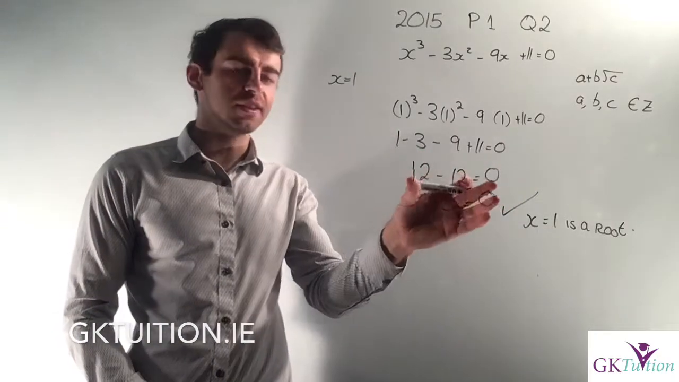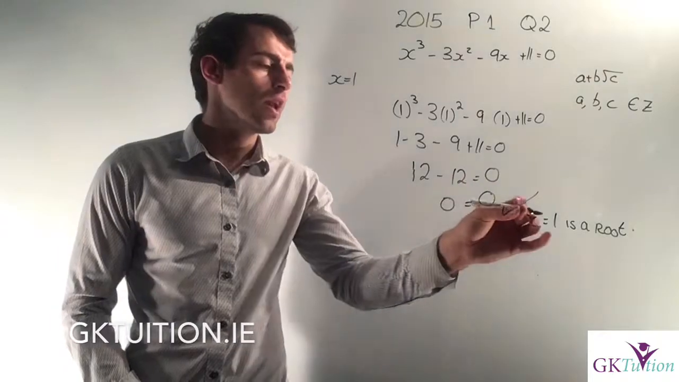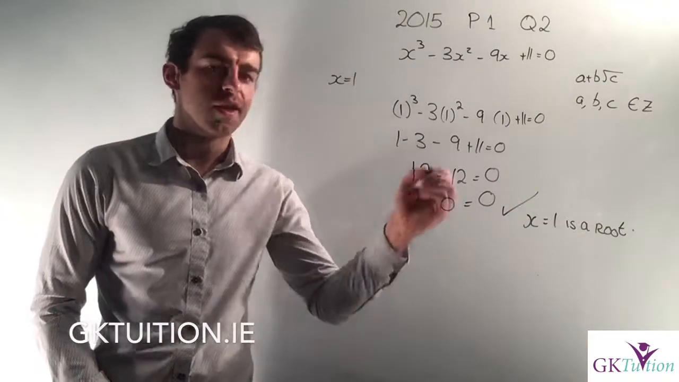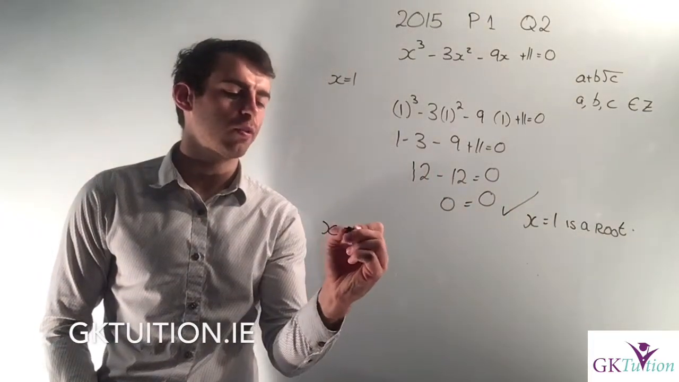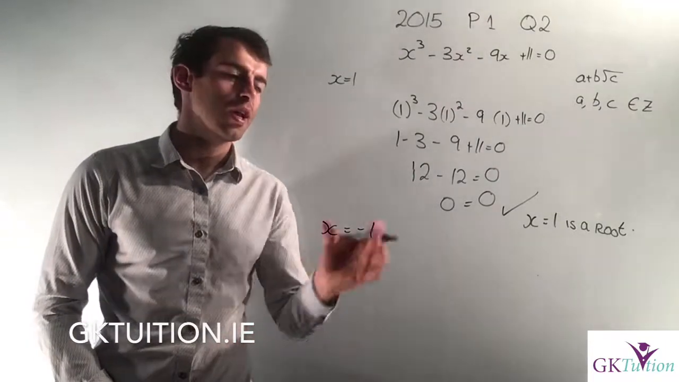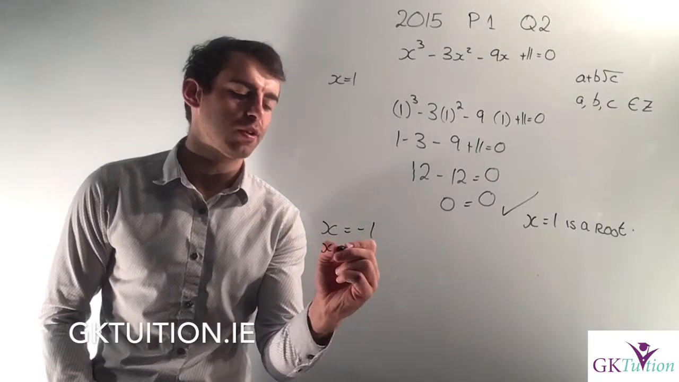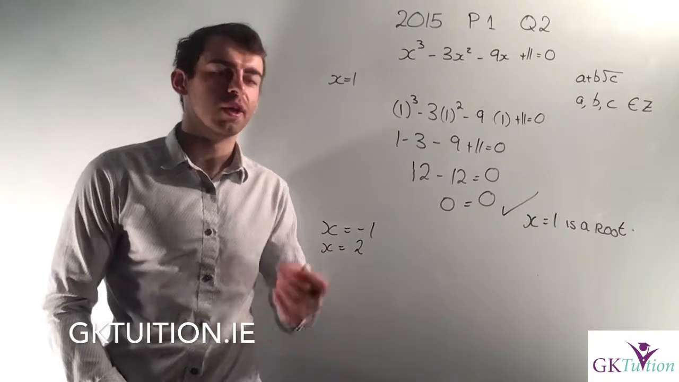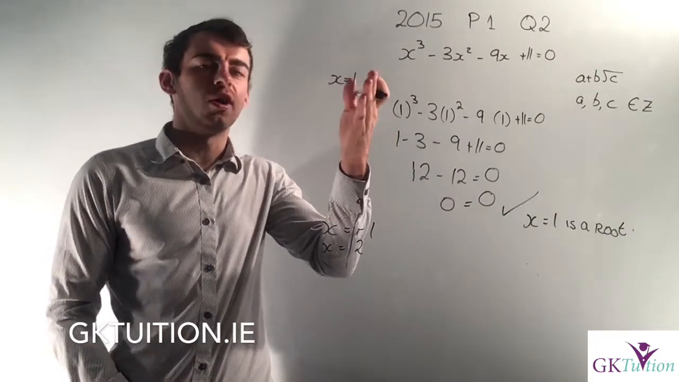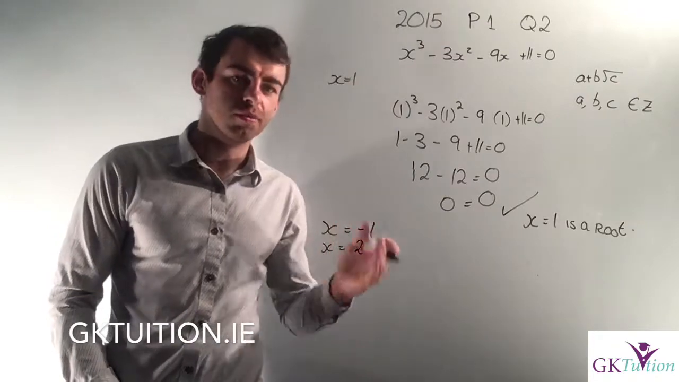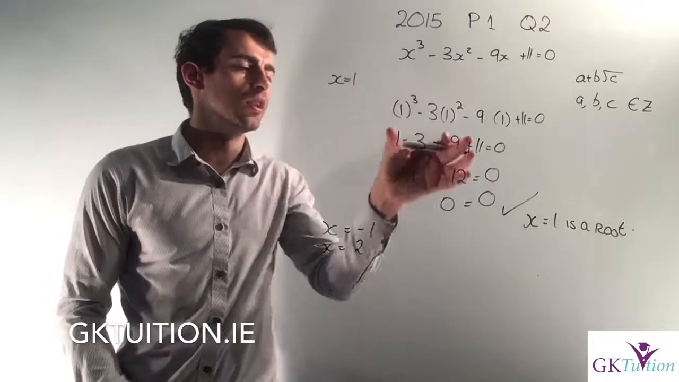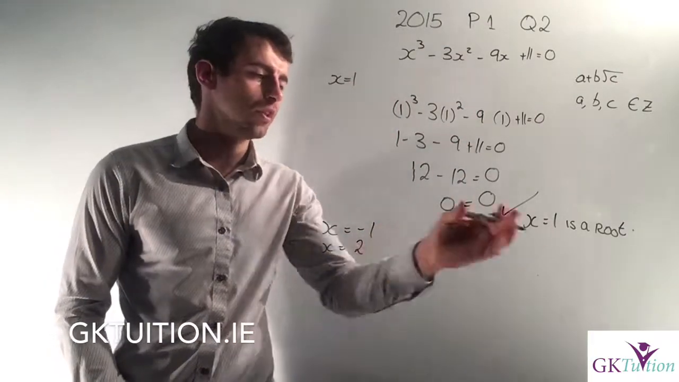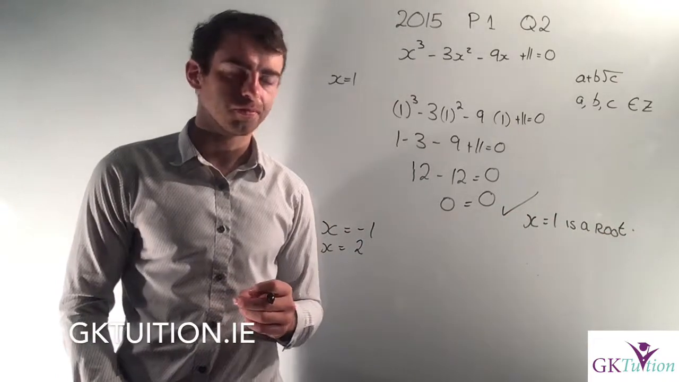So if everything hadn't cancelled out here, and if x equals 1 wasn't a root, the next thing I would have done is I would have subbed in x equals minus 1. And if that hadn't worked, I would have subbed in x equals 2. Then I would have tried minus 2, then 3, and then minus 3. So I'd always start off with 1, then minus 1, 2, minus 2, 3, minus 3, until everything cancels out, until you stumble upon your first root.